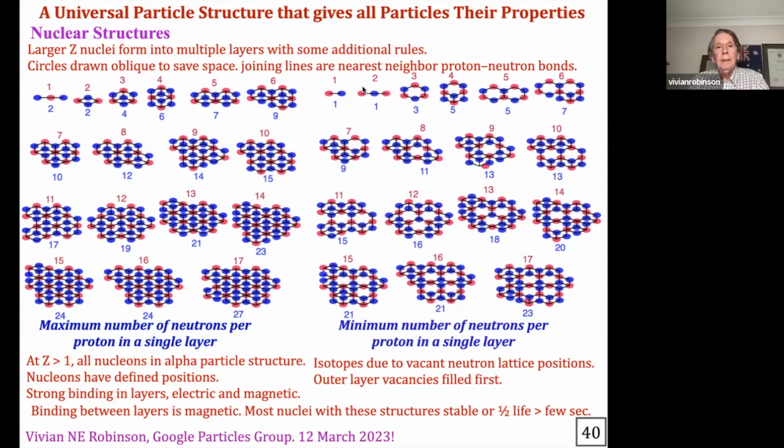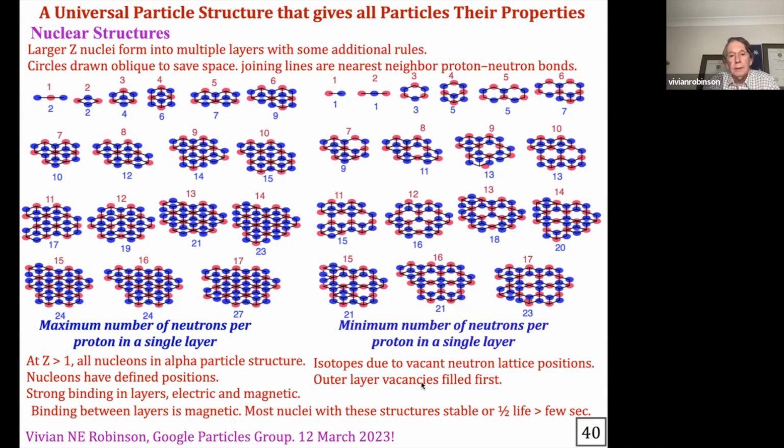Not all of these neutron lattice positions have to be filled all the time. And these are some of the layer structures that exist when neutron vacancies exist. Within a layer, you have that strong electric and magnetic binding that I mentioned earlier. But binding between layers is just a result of the residual magnetic field.